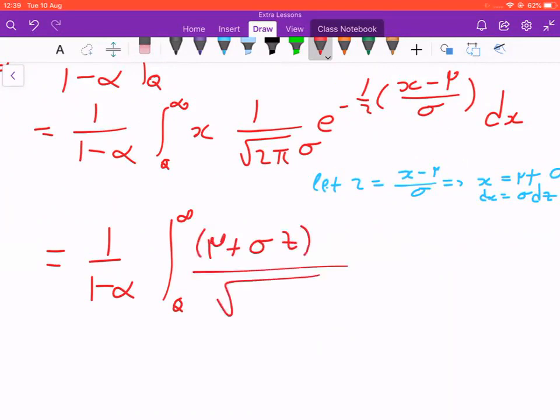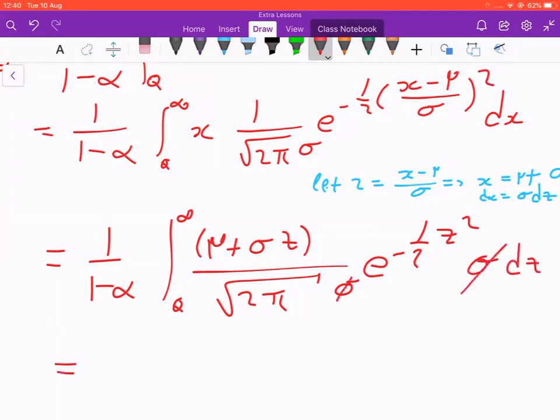all over 2. You can just say e to the minus 1 over 2 of z squared. So it's supposed to be squared. And then you'll find your dx is going to be equal to sigma dz. This and this cancel, and then you are left with 1 over 1 minus this.